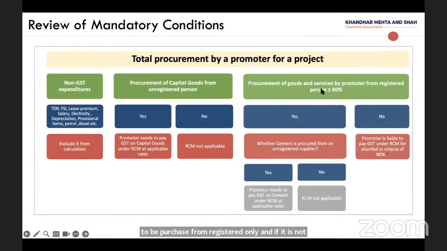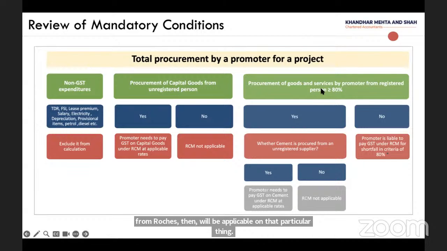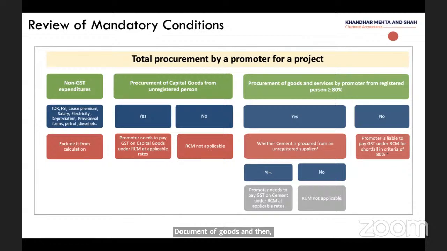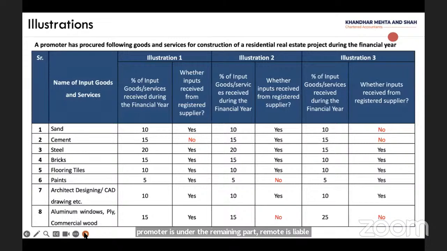Procurement of goods, then come the input goods and input services. Then there is cement, again compulsory from a registered dealer, otherwise RCM will be applicable on that particular thing. And on the remaining part, the promoter is liable to purchase from the registered dealer so far as 80% is concerned. Now, this is an illustration given in notification 3/2019, showing the manner in which this is to be calculated, and whether there is any shortfall in a particular scenario or not.